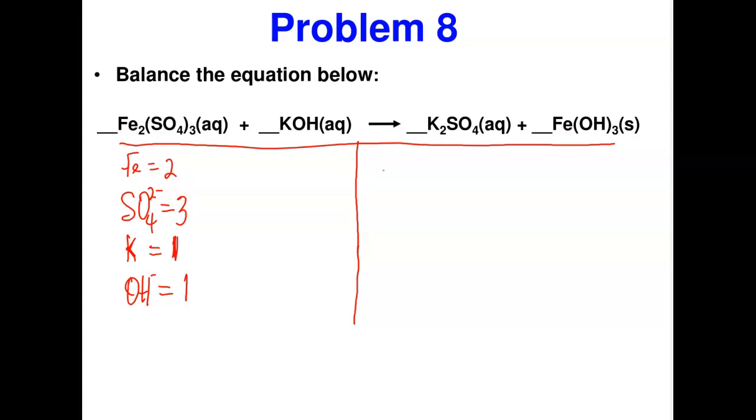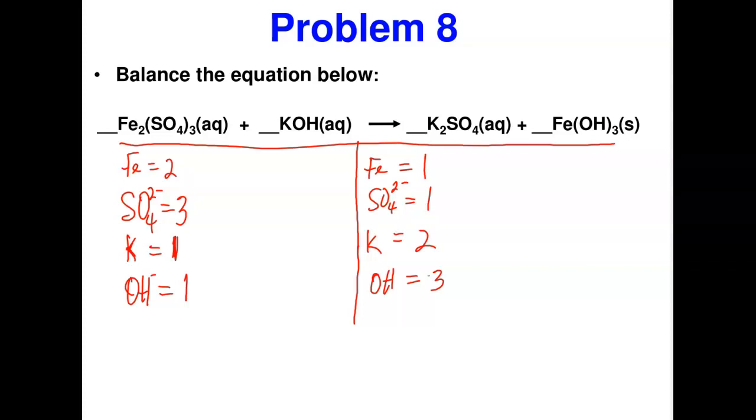I go to the right. Iron here is just 1. That's what we have. Go to sulfate. Sulfate is 1. That's what I have here. And I go to potassium. Potassium gives me 2 here. And then I go to OH. OH gives me equal to 3. That's what I have here.